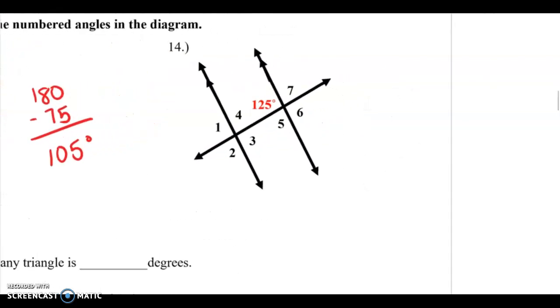So looking over here at 14, if this angle here is 125, this angle is also 125, which means this angle is going to be 125 because they're in the same position, and 3 and 6 are going to be 125 because they're in the same position.